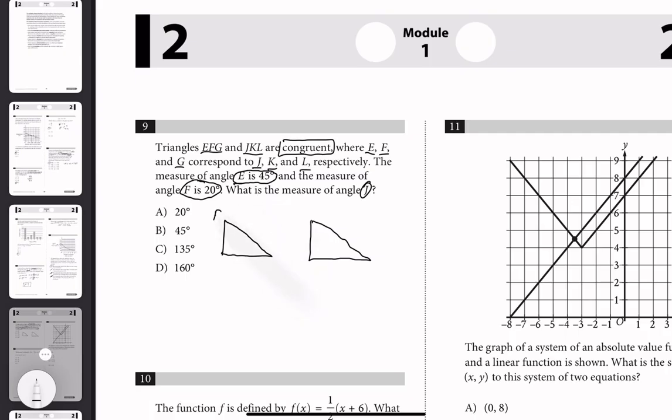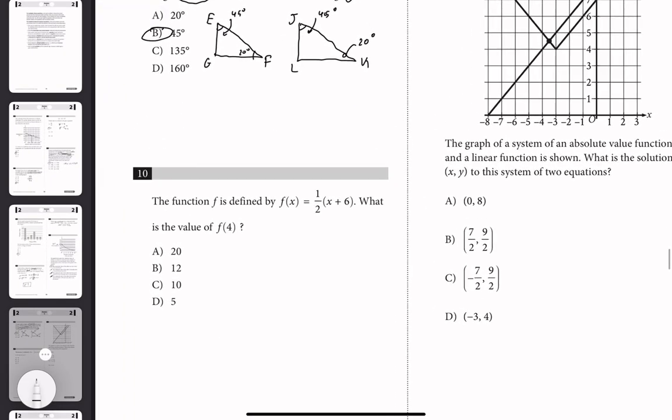So we have E, F, G. So that is congruent to J, K, L. So if this is 45 degrees, we know that this is also going to be 45 degrees. And what's that looking for? What is the measure of angle J? 45 degrees. That's simply your answer. Even though it gives you, once again, extra information for F, 20 degrees, that's also going to be the angle of K, but it's not asking for K, it's only asking for J. So look what the question is asking for. Don't get overwhelmed with other information.